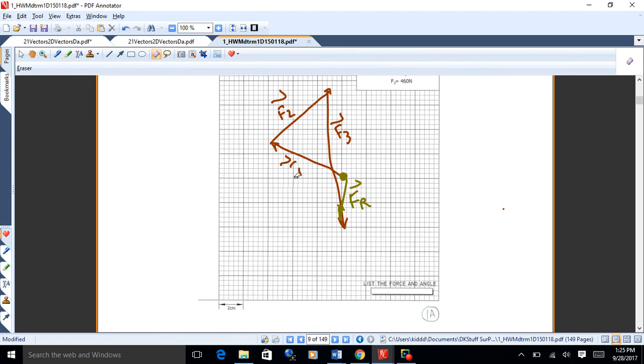Just draw it to scale. Oh boy, it's like I'm locking up here a little bit. So, I think it was 1 centimeter to what, 10 newtons or something? 15? Okay, thanks. So yeah, just be sure you're using the proper scale on that, okay?